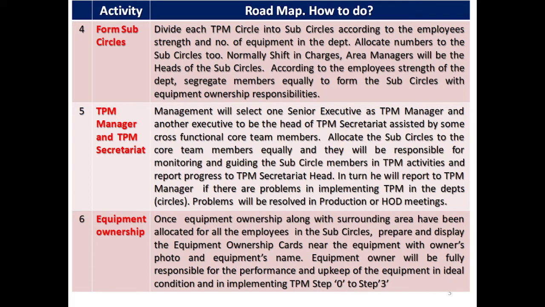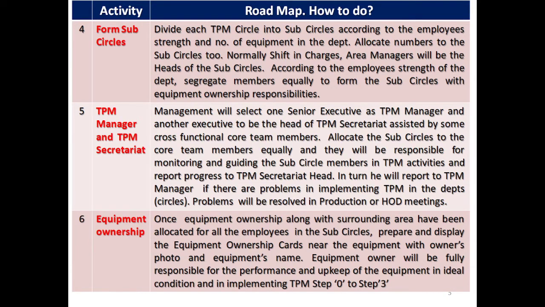Next, the TPM secretariat. Management will select one senior executive as TPM manager and another executive to be the head of the TPM secretariat, assisted by a core team consisting of cross-functional members. Allocate the subcircles to the core team members equally, and they will be responsible for monitoring and guiding the subcircle leaders and their members in the TPM activities and report to the TPM secretariat head about their progress. In turn, the TPM secretariat head will report to the TPM manager if there are any problems in implementing TPM in the departments, that is circles. Problems will be resolved in the production or HOD meeting.